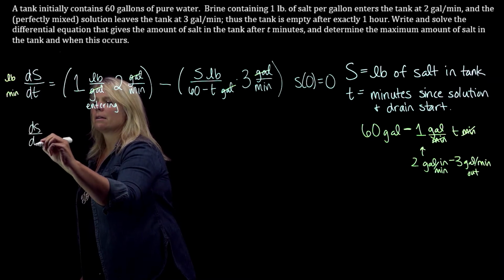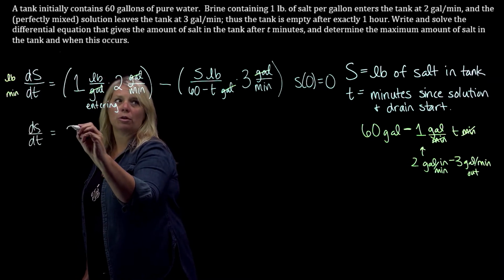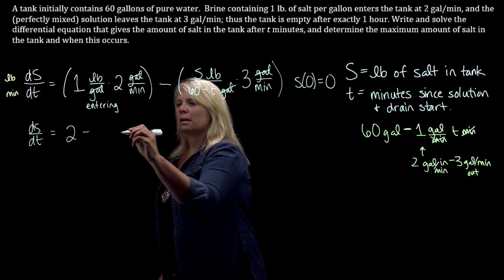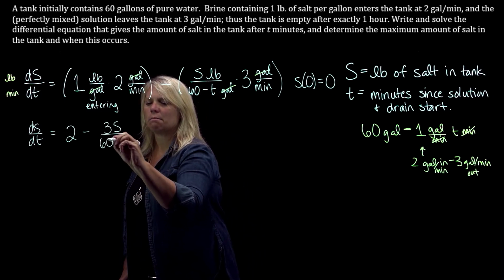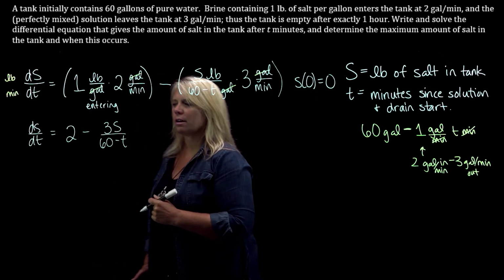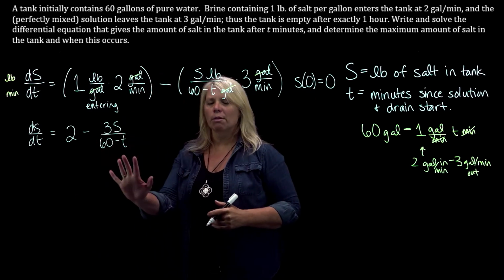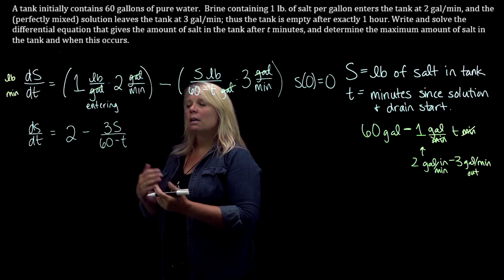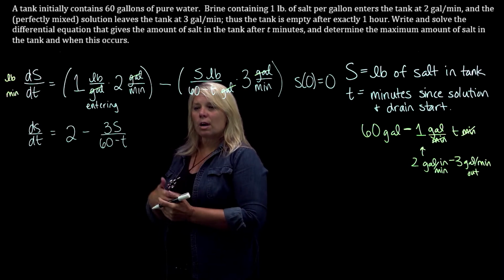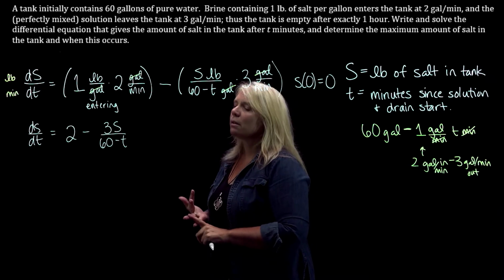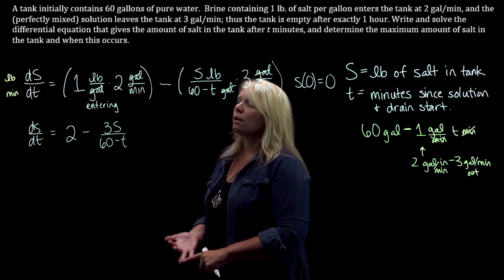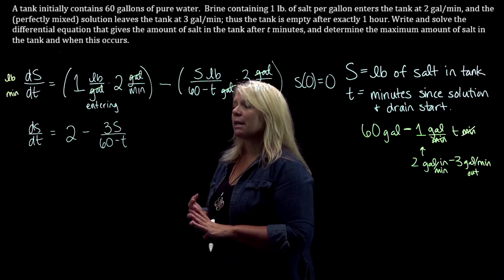ds/dt equals 2 minus 3s over 60 minus t. And then we have our initial condition. So here's our simplified differential equation. So now we want to solve this. So thinking this through, linear, separable. This one is linear. So it is not separable, but it is linear.